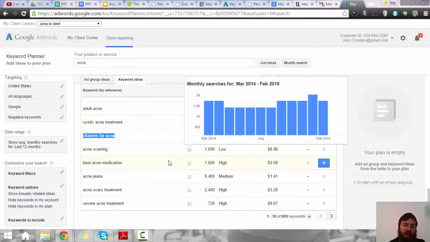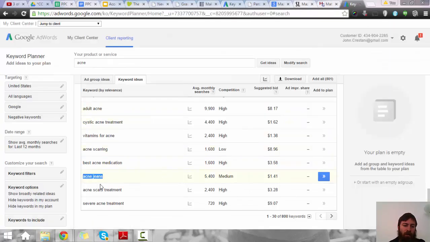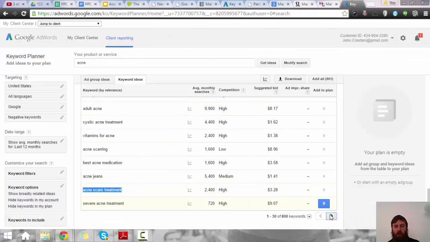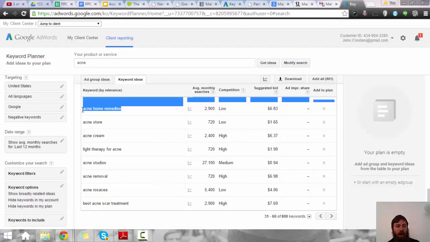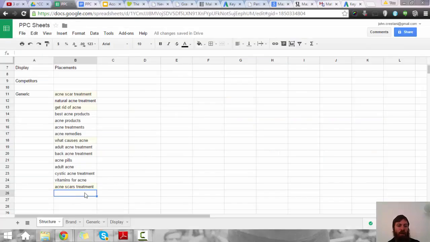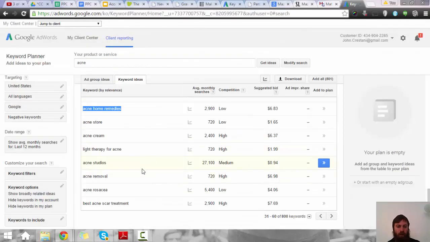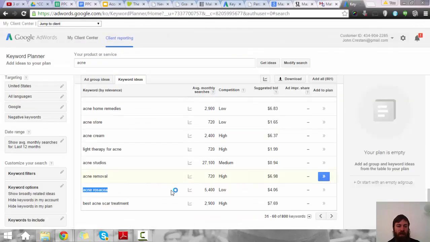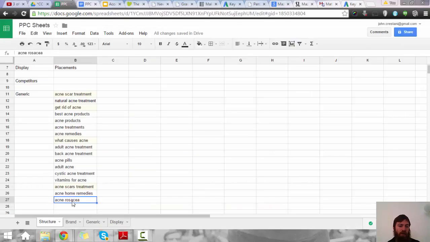You're going to be up to your gills in the number of actual places to advertise on, and this is just page 1. We have a long ways to go. Acne home remedies, etc. So acne studio, acne rosacea. So let me just keep going for a second here. Best acne scar treatment. That's a nice long tail.